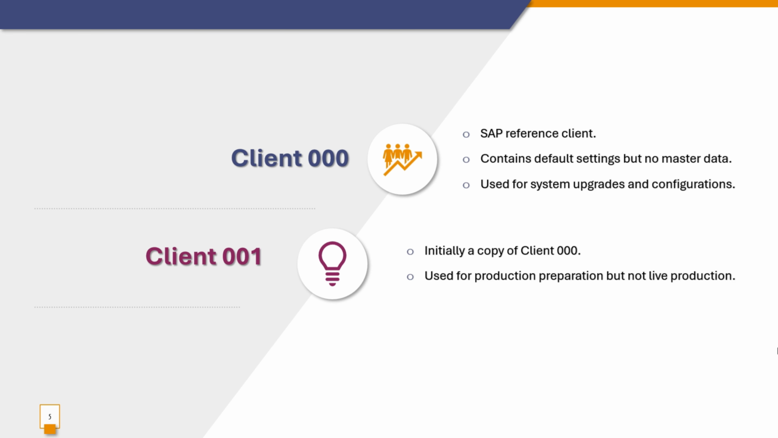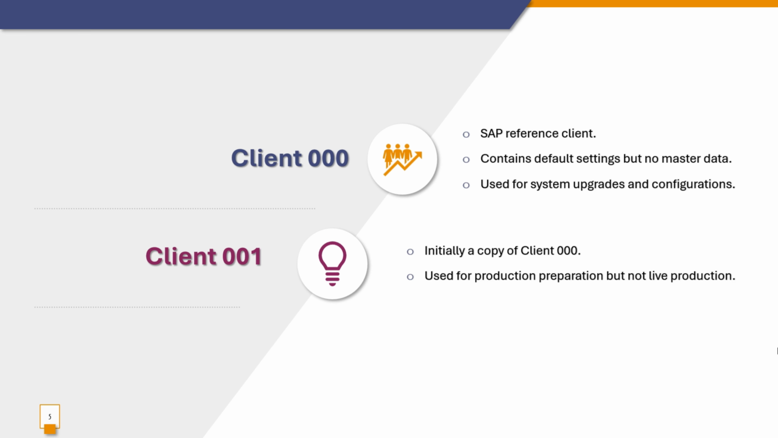Now let us understand client 001. Client 001 is initially a copy of client 000 and it is used for production preparation. However, it is not suitable for live production. These predefined clients help the organization set up and manage their SAP environments efficiently.